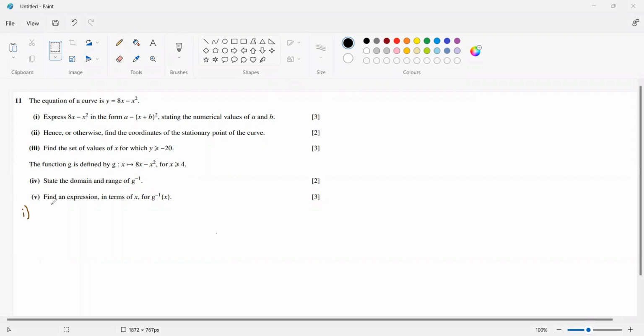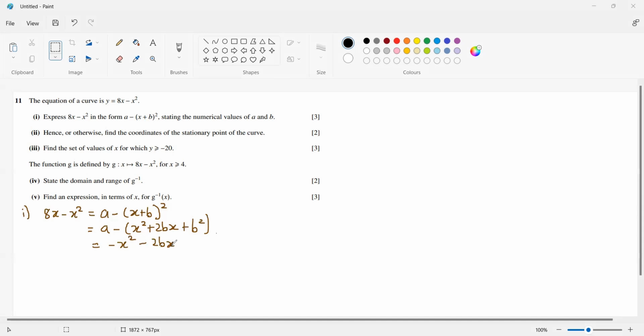So this is the first part. 8x minus x squared, they want you to write in the form a minus (x plus b) whole thing squared. You can do it two ways. Either you complete the square, or you can just compare the identity by expanding it out like this. Okay, so we rewrite it like that. And then, ta-da! We open the bracket and rewrite negative x squared in that order.